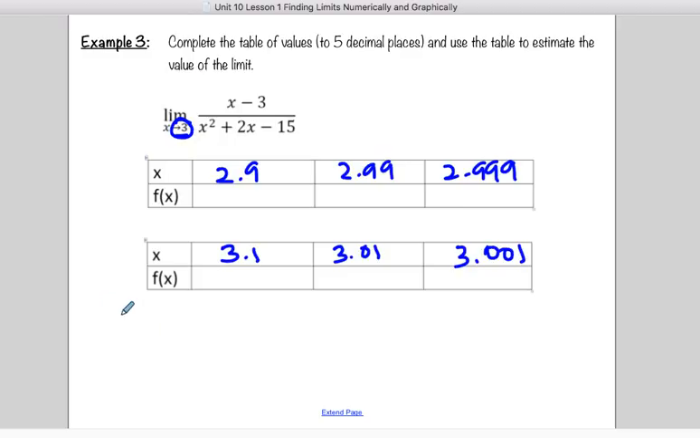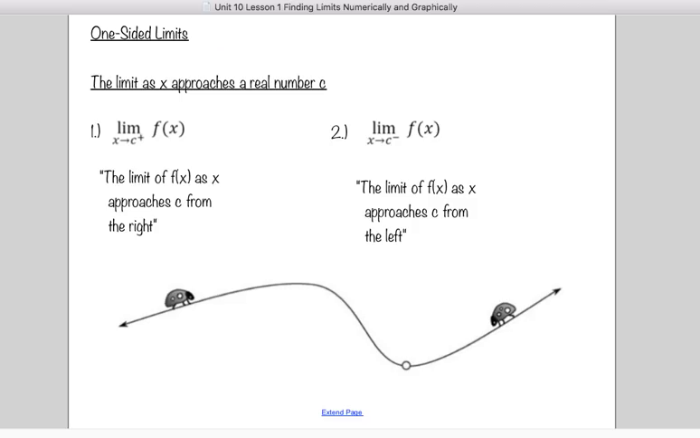Okay, so that is using a table. If you have questions about your calculator, feel free to let me know, but make sure you follow those steps and get to your table. Then we need to talk about limits graphically. Okay, we have one-sided limits. Okay, the limit as x approaches a real number c.